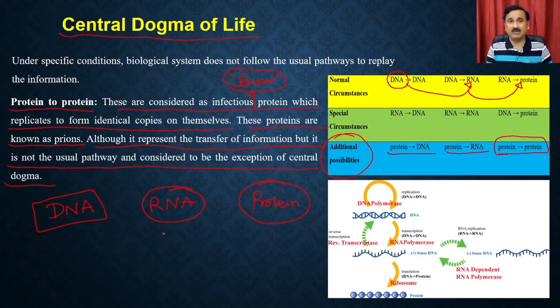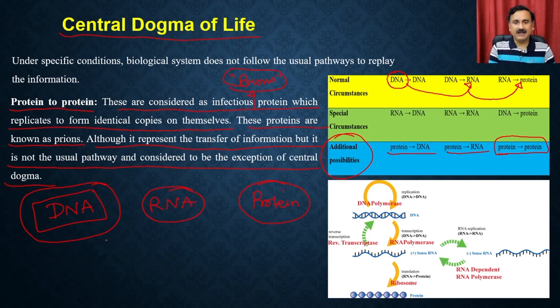RNA is less stable compared to DNA, because RNA is single-stranded. RNA is susceptible to different types of RNases that are present in the cytosol and so on. So because of that, life has decided that it will utilize the information given in the DNA.